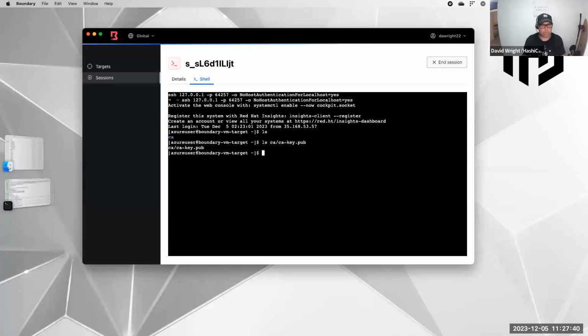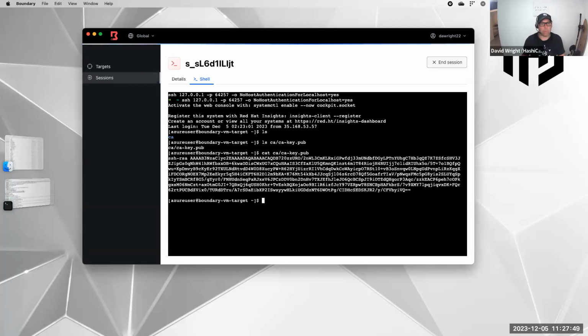Public key. There we go. Let's have a look at our public key. And so we've defined that public key. What we have then done is push that in as a trusted source within our SSH config.